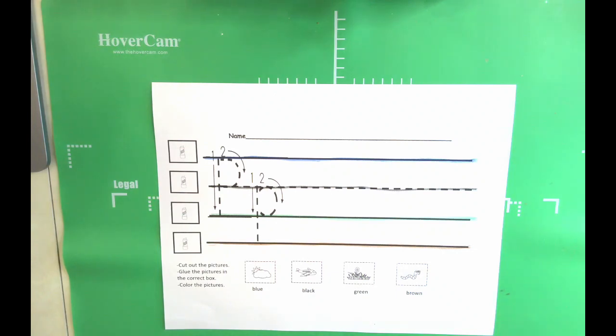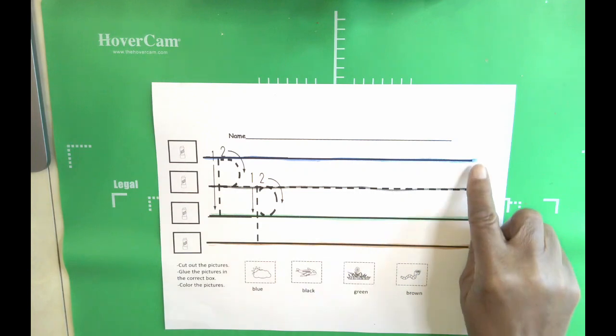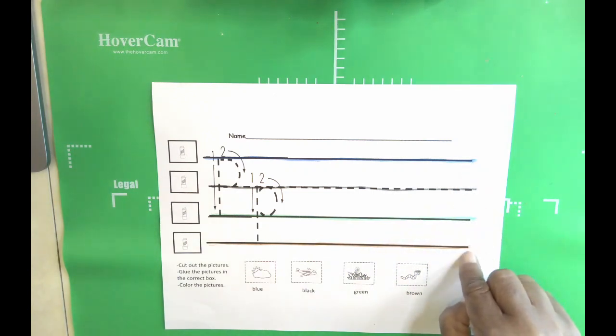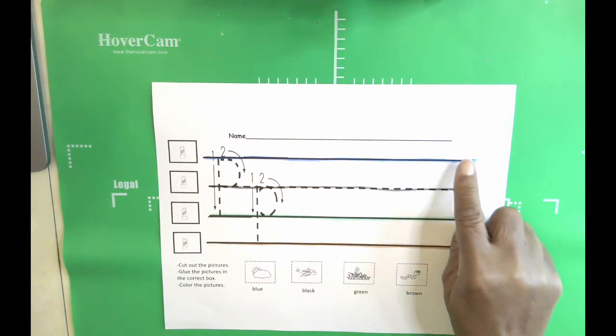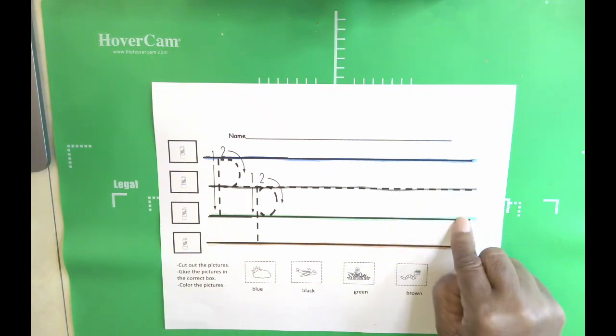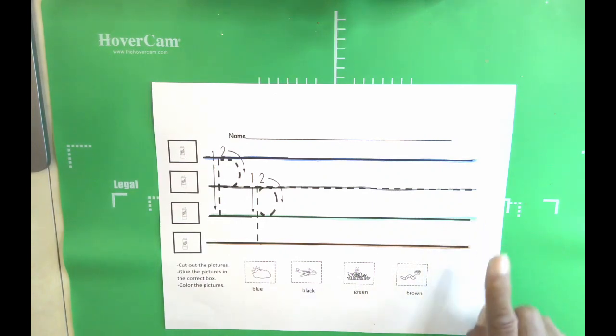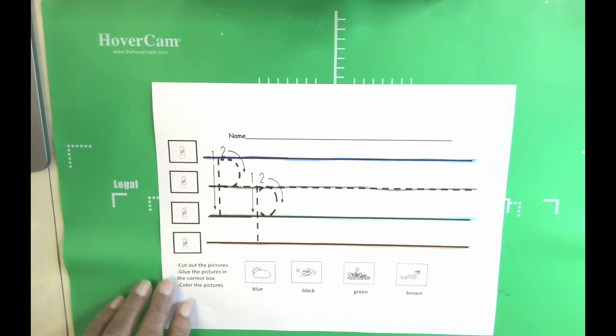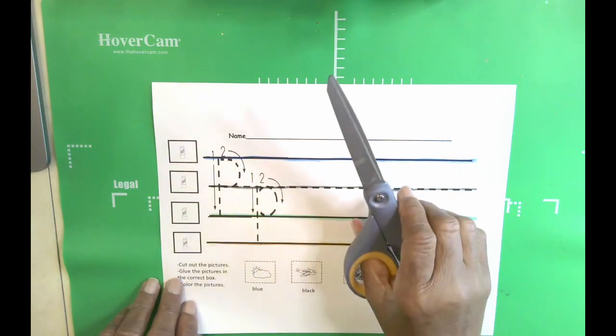Okay, there we are. So we've colored our lines, and we know what each one means. The first line is our skyline. The second line is our plane line. The third line is called our grass line. And the last line is our worm line. Very good, boys and girls. Now you're going to need your scissors.